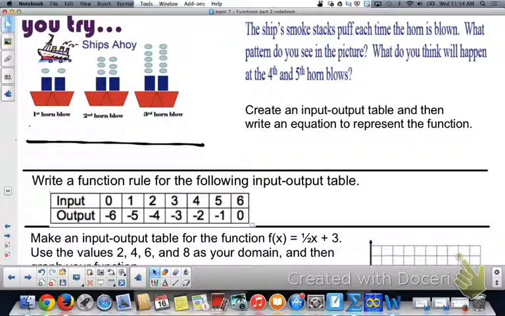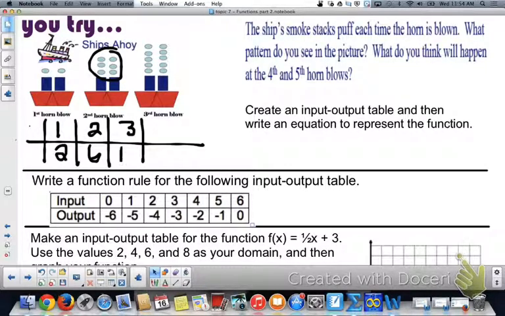So, let's do this. In the first horn blow, we have 2. The second horn blow, we have 6 puffs of smoke. The third horn blow, we have 10. So what is this going up by? That's going up by 4. So what do you think will happen at the 4th and 5th? If we go 10 plus 4, that will be 14. And then for the 5th one, 14 plus 4 will be 18.